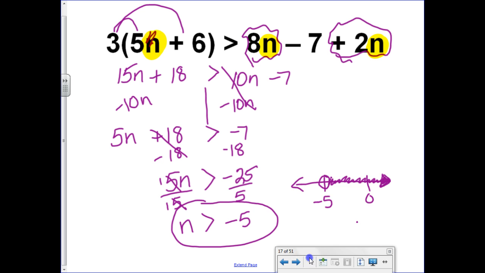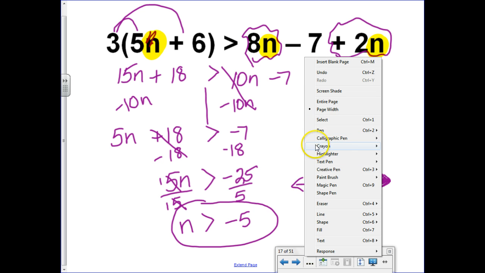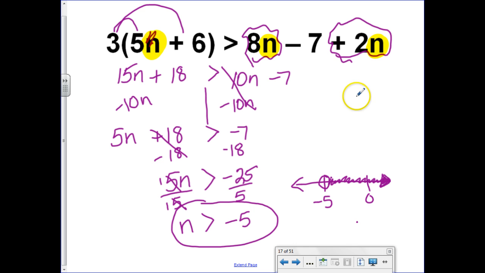If I substitute a value of 0 there, my remaining relationship should still be greater than. So let's just go ahead and do a little check here. Check. If I plug in 0, I'm going to have 3 in parentheses 5 times 0 plus 6.